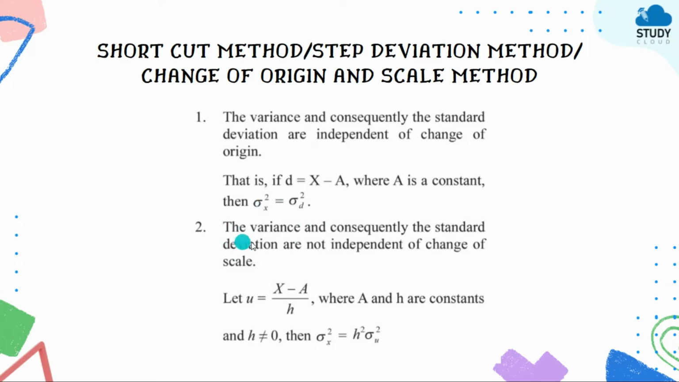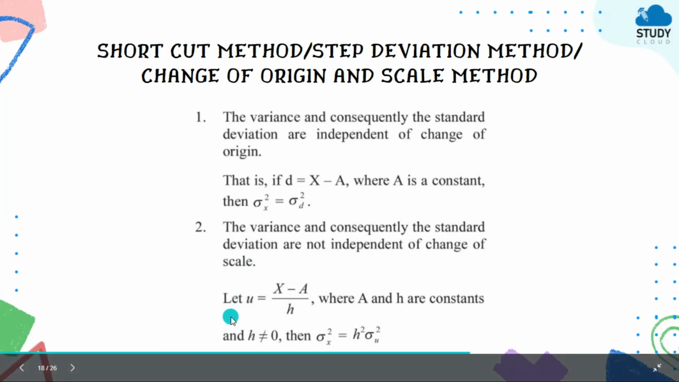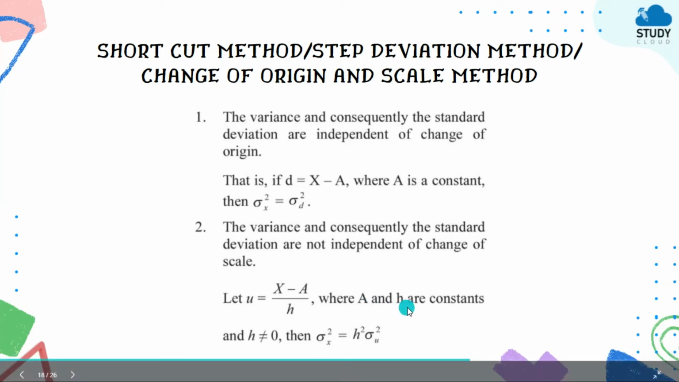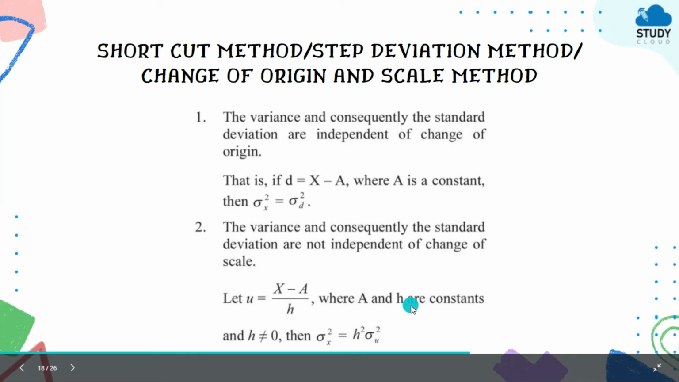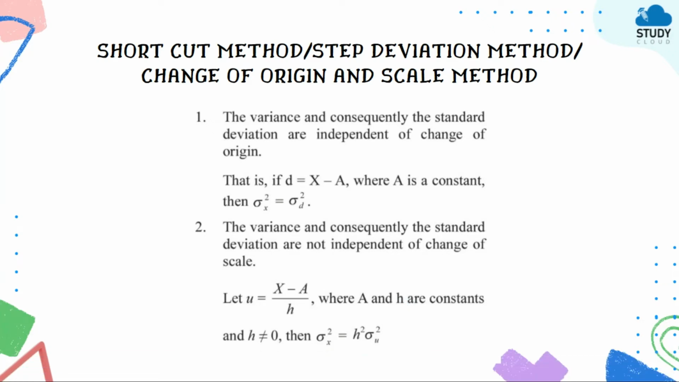Then the variance and consequently the standard deviation are not independent of change of origin or scale. Here you have to find u. How to find it: x minus a upon h, where a and h are constants. So what is a? Again a will be the mid value or the class mark, and h is the class width, the difference between the class intervals. If the class interval is 20 to 40, the difference will be 20 there. If the class interval is say 50 to 60, then h will be 10.